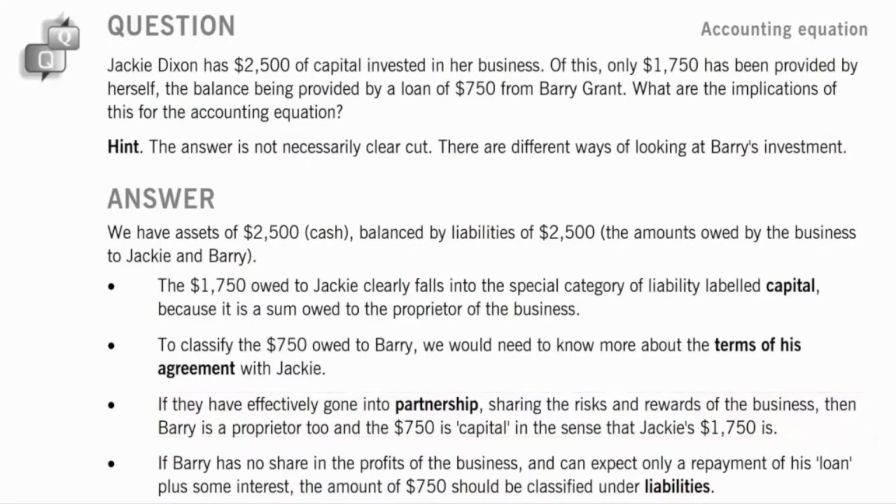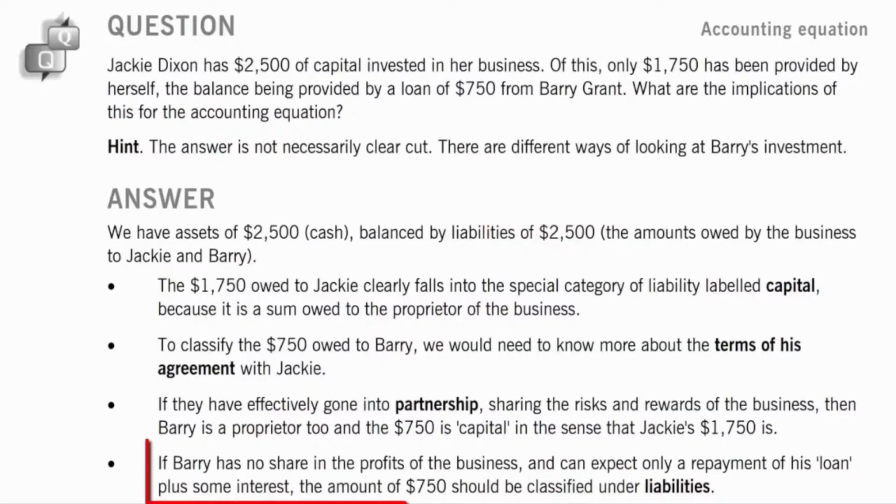There are no liabilities in this scenario because all of the money comes from the business's owners. So, the equation would look like this. Assets equals capital plus liabilities. Cash worth $2,500 equals capital worth $2,500 plus zero liabilities.